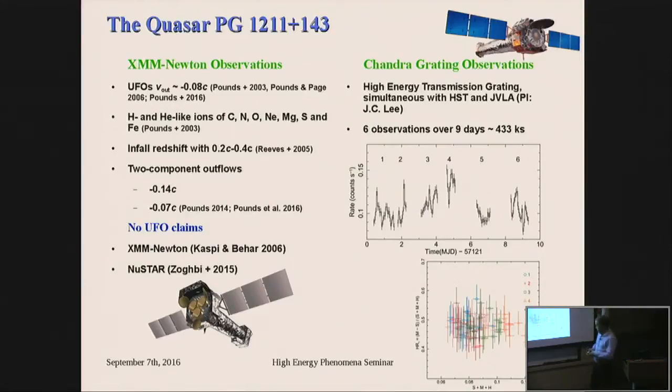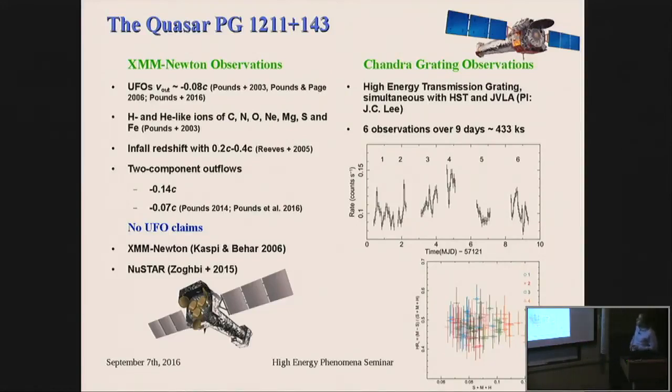And also there is some paper which claims that there is infall with redshift between 0.2 and 0.4 speed of light. And recently, Pounds claimed that there is a two-component outflow velocity, one of them 0.14, another one 0.07 speed of light. However, there are two other papers. One of them used XMM-Newton data, which was already studied by Pounds, and another recent paper used new NuSTAR observation, and they contradict the result found by Pounds, and they claim there is no ultra-fast outflow.